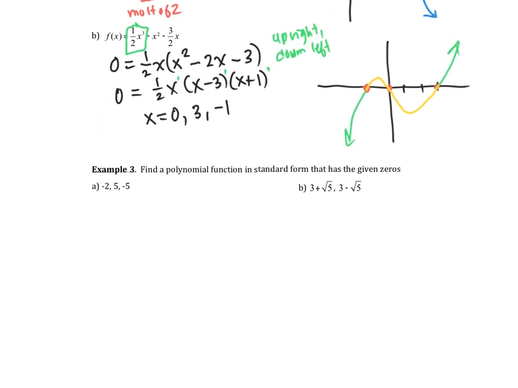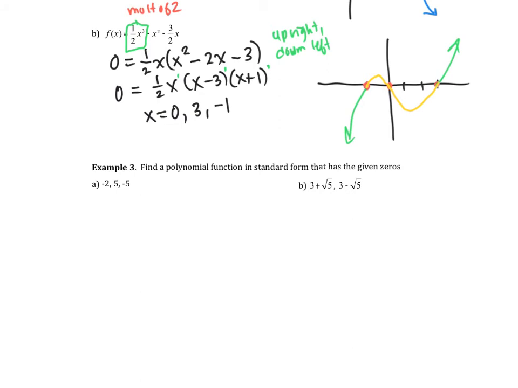For the last example, they're giving you the zeros, and they want you to write a polynomial function in standard form or general form that has the given zeros. There are an infinite number of answers. I normally go for the most basic possibility, because I have to multiply this out, it'll make it a little easier. So I'm going to consider this function. You could say f of x equals, g of x equals, y equals.